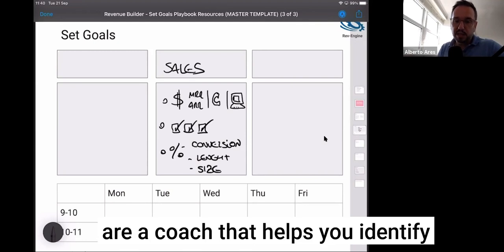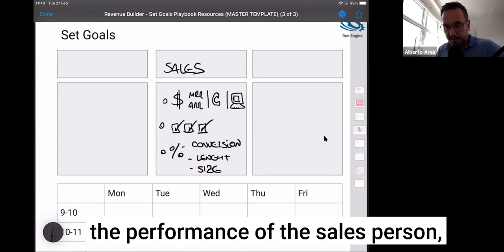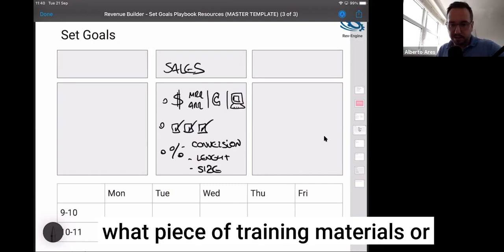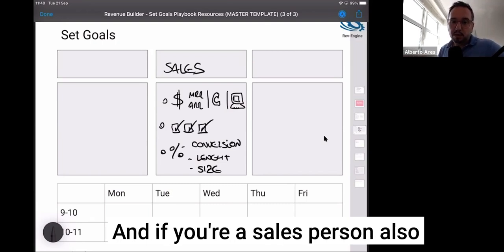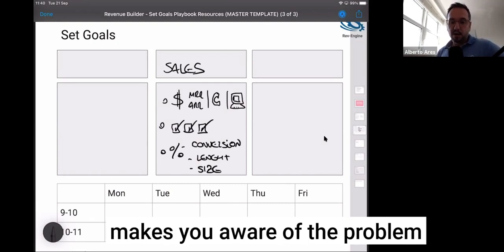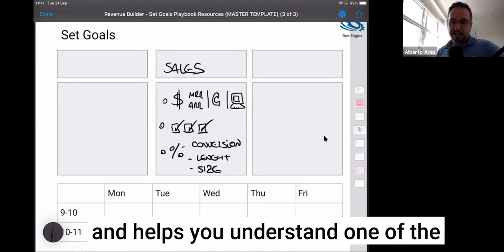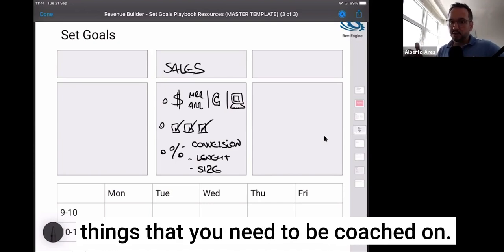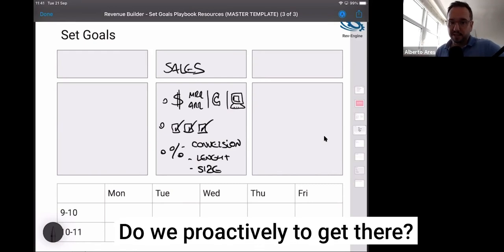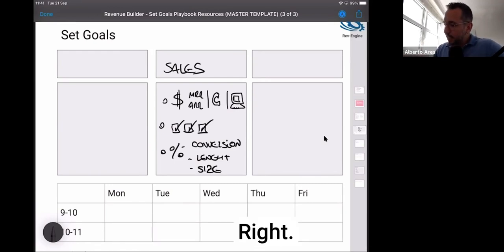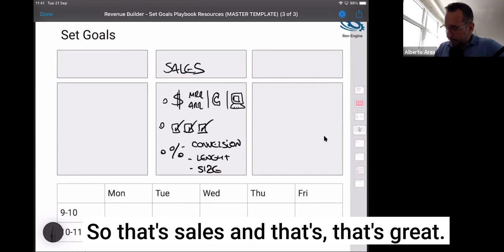If you're a coach, that helps you identify how to improve the effectiveness and the performance of the salesperson, what piece of training, materials, or advice you need to provide to them. And if you're a salesperson, it also makes you aware of the problem and helps you understand what are the things that you need to be coached on, what are the things that you need to practice on to be proactive to get there, right? So that's sales, and that's great.